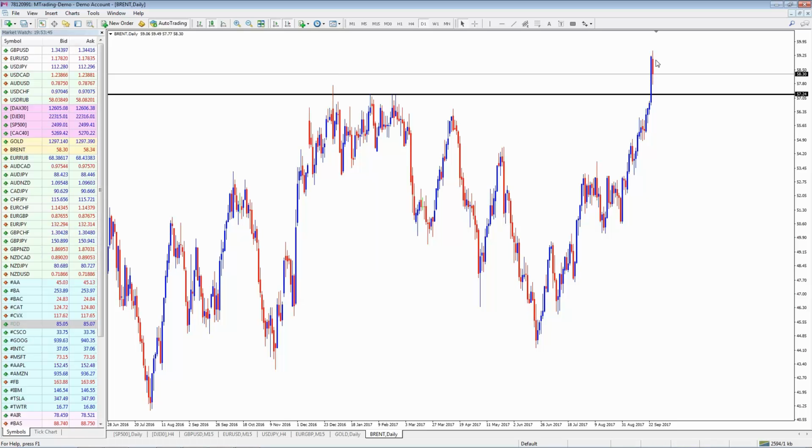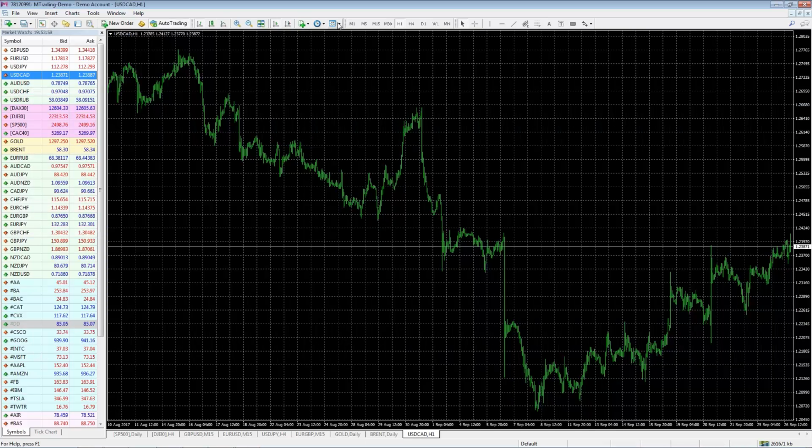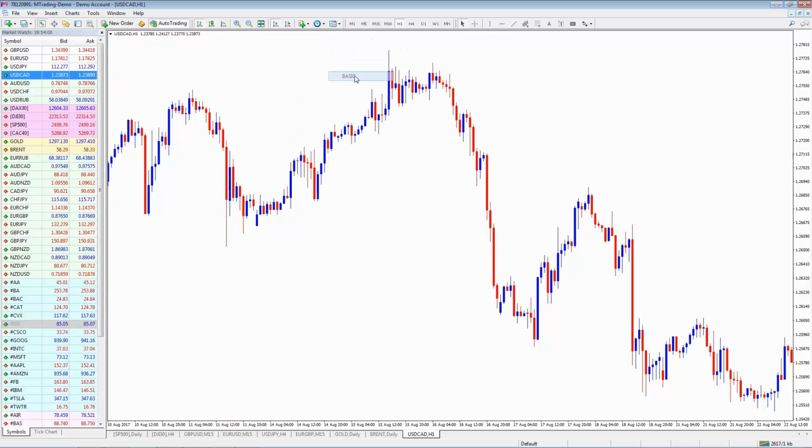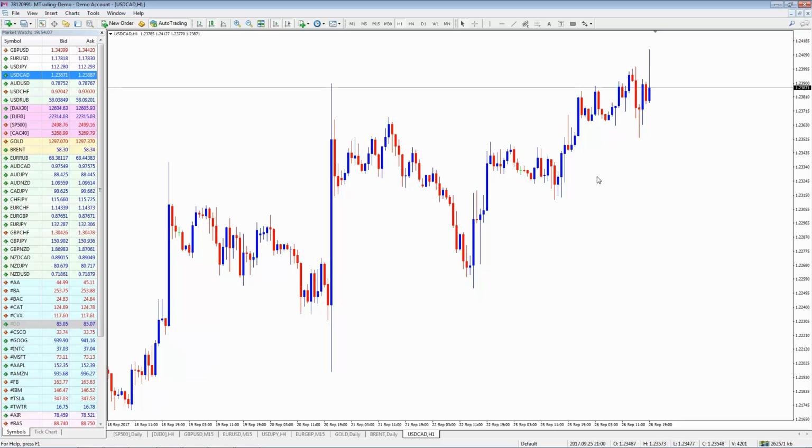So this is extremely positively correlated to the Canadian dollar. If we have a look at the Canadian dollar, and as you can see, if I just move this slightly to the right-hand side, we have a significant uptrend with this asset also. Yep, so we have an extremely bullish asset here.